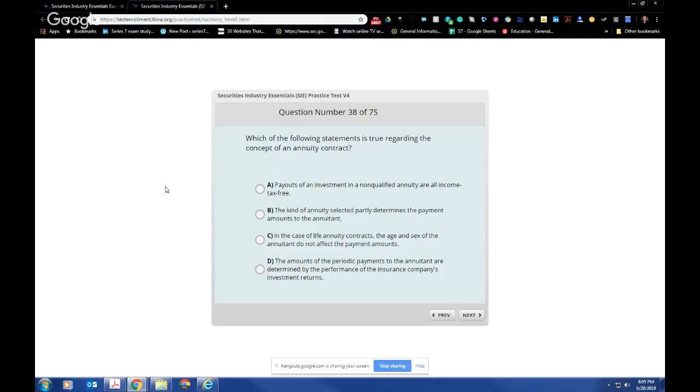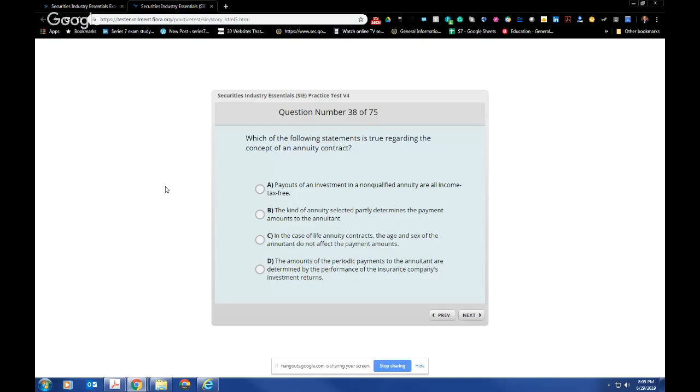They do affect it because of your life expectancy. The amount of the periodic payments to the annuitant are determined... Now, it doesn't change it. What they're saying, I think, is that their age and sex don't change the payments going on. It just sets up where you start. The amount of the periodic payments to the annuitant are determined by the performance of the insurance company's investment returns. So I always have a tough time between B and D. I'm going to get this wrong.